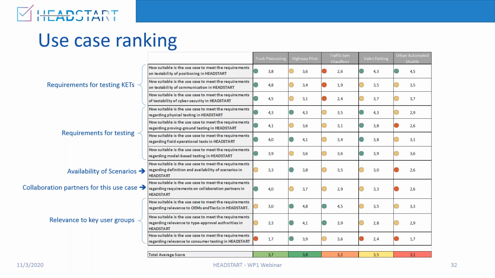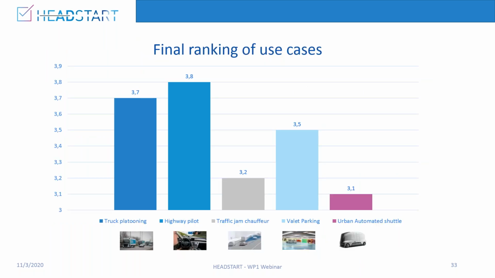You can see the first ones were requirements for testing CADs, then requirements for testing in general, the availability of scenarios, the collaboration of partners for this use case, and the relevance to key user groups. For each use case, we gave a grade for all these types of requirements. And the result of this is this table. The highest ranked use case is highway pilot. That would be the priority use case for HEADSTART, followed by truck platooning, then valet parking, traffic jam chauffeur, and finally urban automated shuttle.